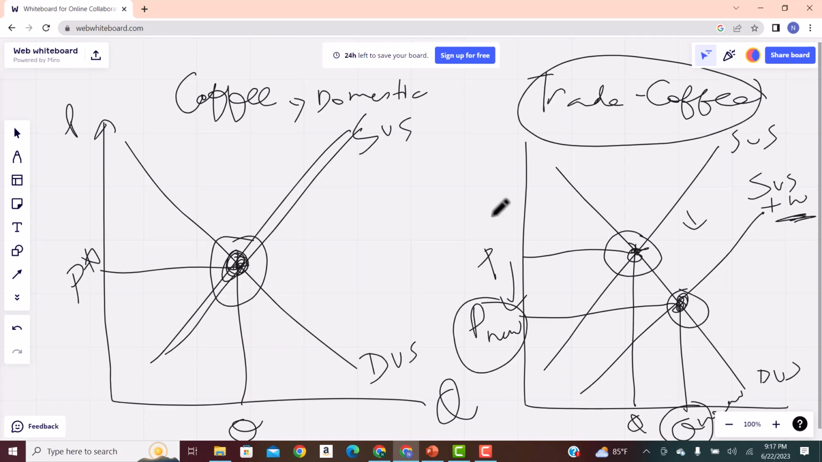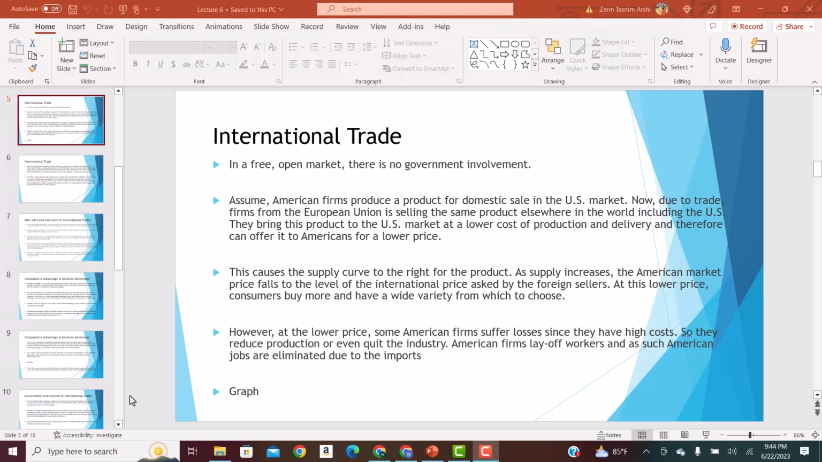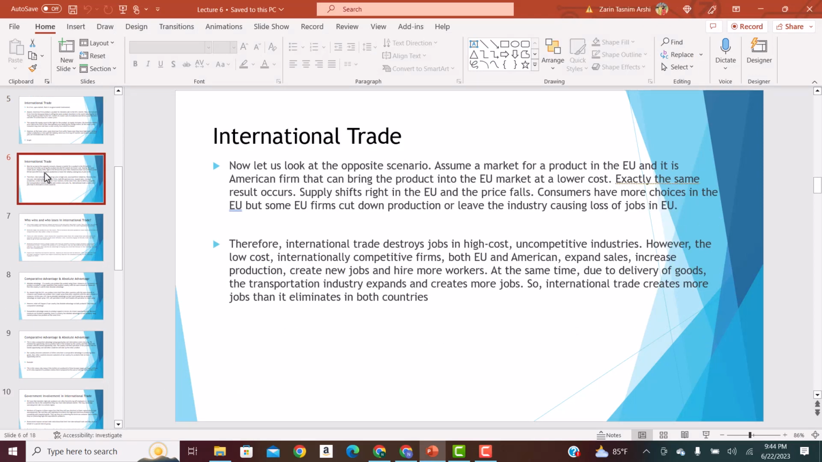Because they cause inefficiency in the market. So overall, trade is a very good thing, and it has very good advantages. Moving on to the next slide, we're going to look at the opposite case scenario, and that is also true.